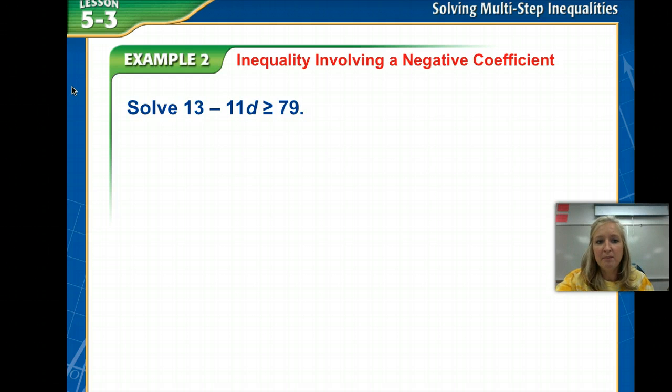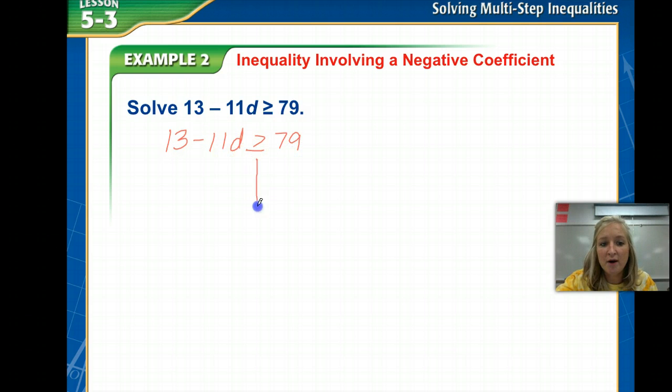We are skipping example number 1 and moving right on to example number 2, which is an inequality involving a negative coefficient. Again, our same rules are going to apply from 5.2. If we multiply or divide by a negative, we must flip the sign. All right, let's get started. We are just solving inequalities here. So 13 minus 11d is greater than or equal to 79.